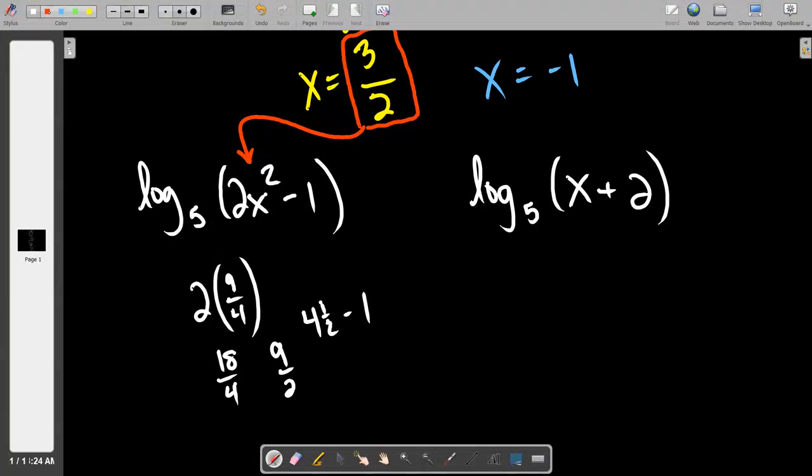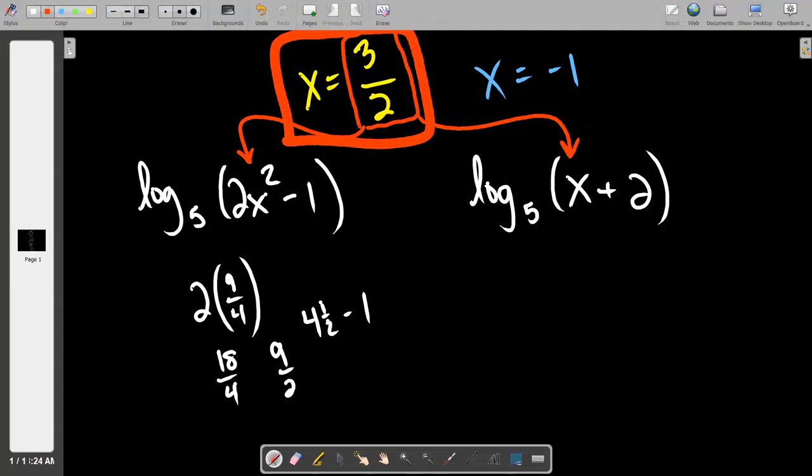Now I have to take the 3 halves and put it right here. And what is 1 1/2, or 3 halves, plus 2? Positive also. So this gets the star of approval. 3 halves has passed the test. He is officially a solution.